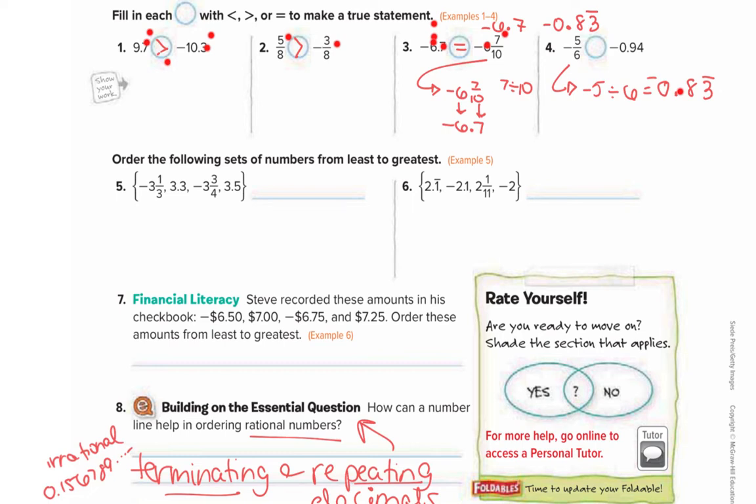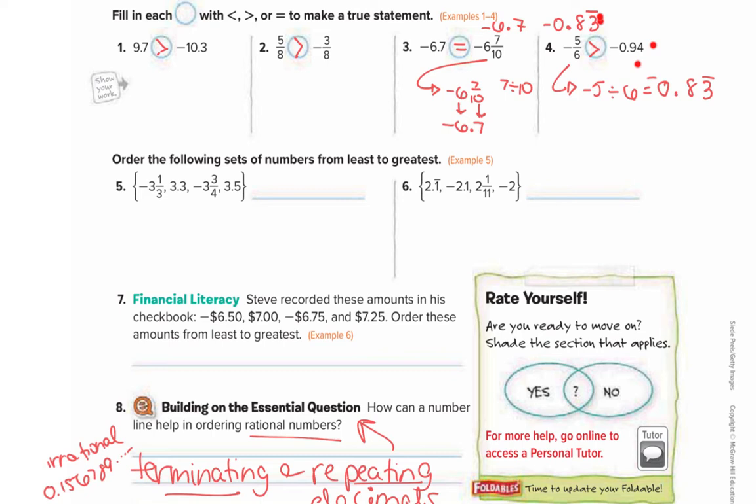Now, if these were both positive, 0.83 would be less than 0.94. But when they're both negative, it's the opposite. So negative 0.83 is actually greater than negative 0.94 because it's more to the right on the number line.